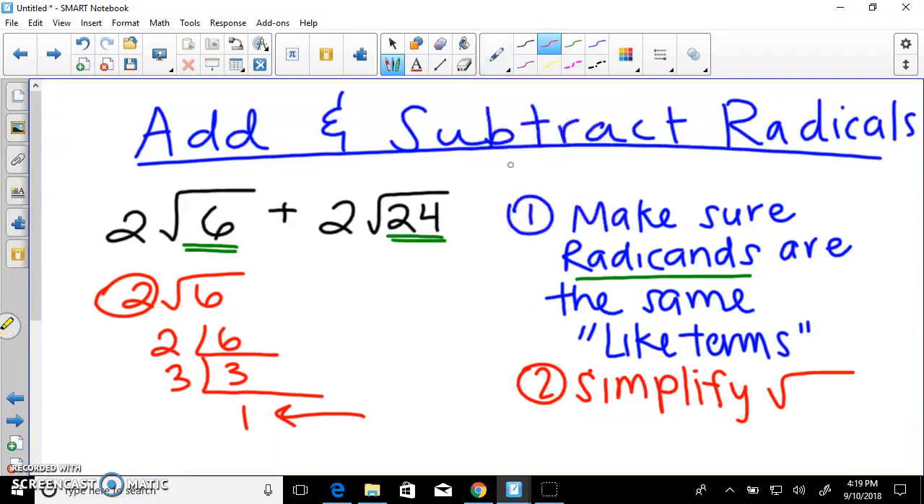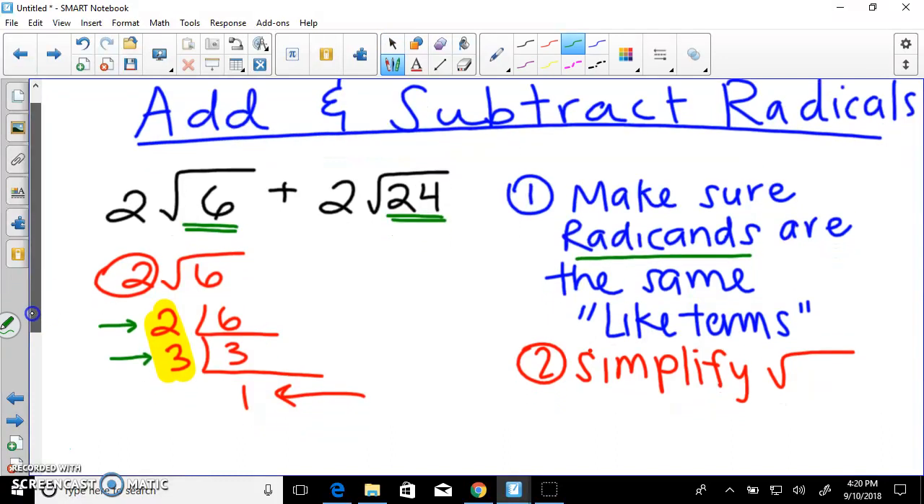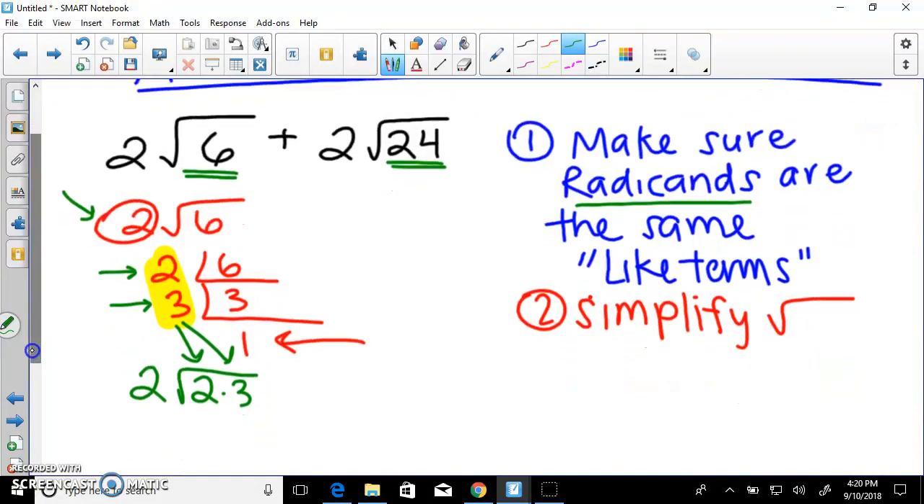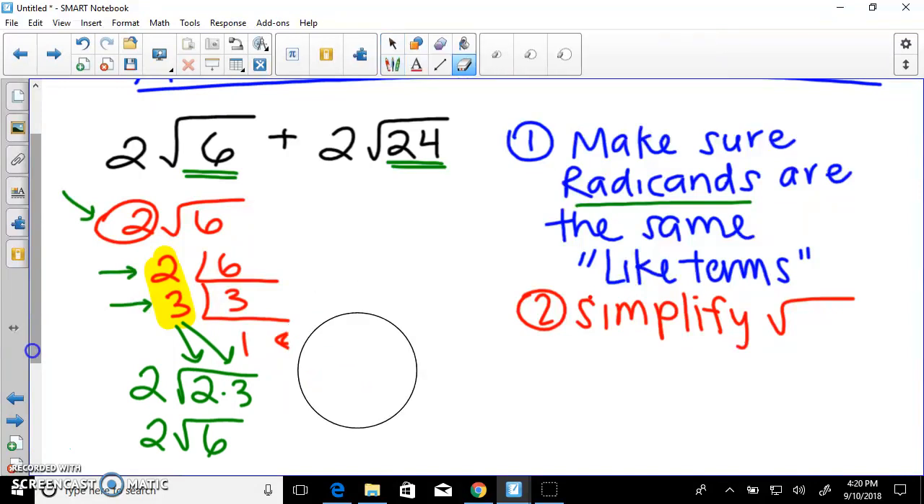And I look at my prime factors, 2 and 3, and ask myself, can I find any groups of 2 of anything? Well, I've got a 2, I've got a 3. Neither of those are in a group of 2, so I can't take anything out of the radical. So this 2 on the outside, he stays on the outside. And then this 2 and 3, they just stay right underneath the radical, 2 times 3. And it really is not going to change at all. 2 root 6. Okay, so that sign's going to stay the same.